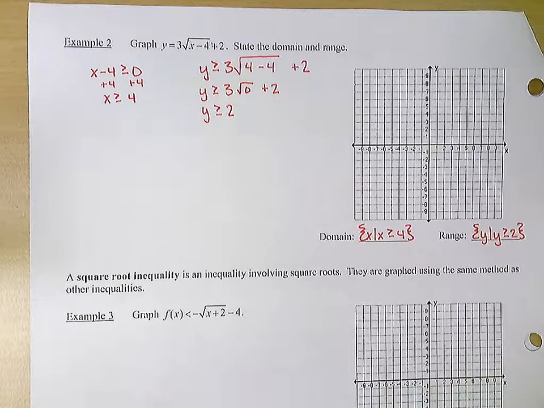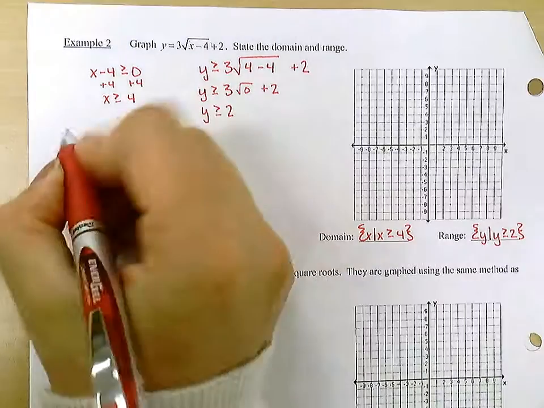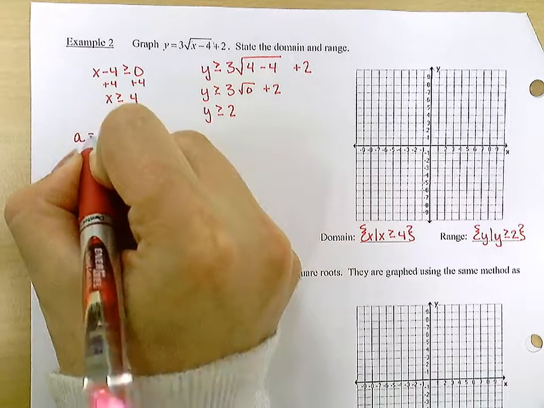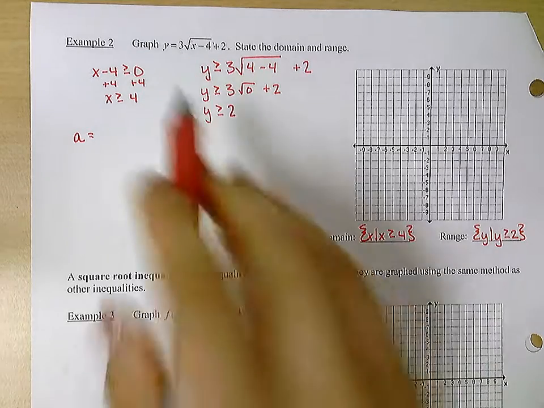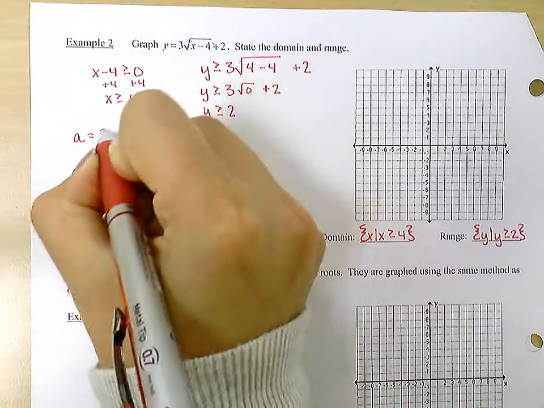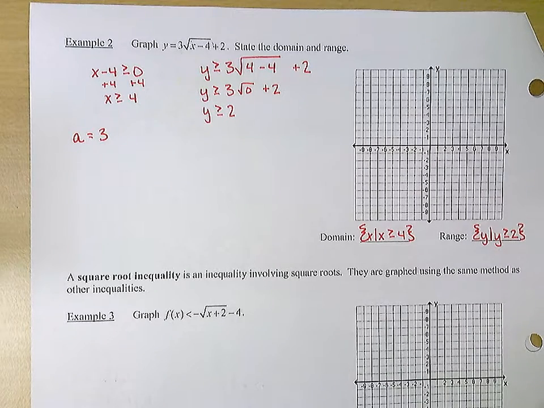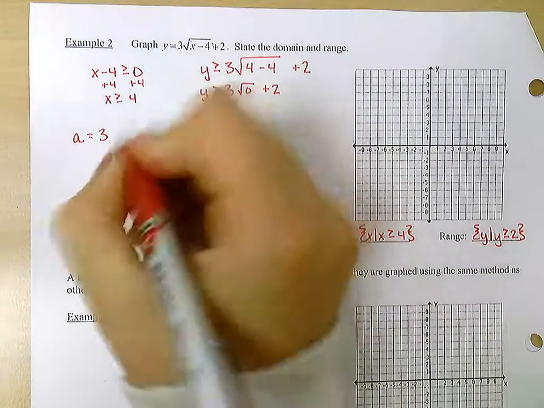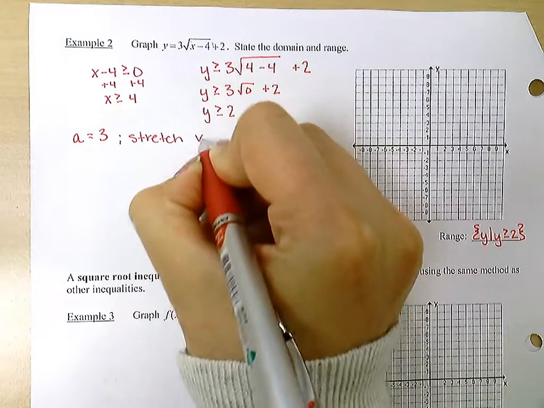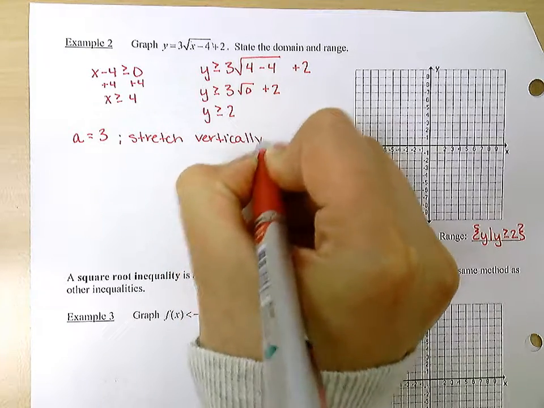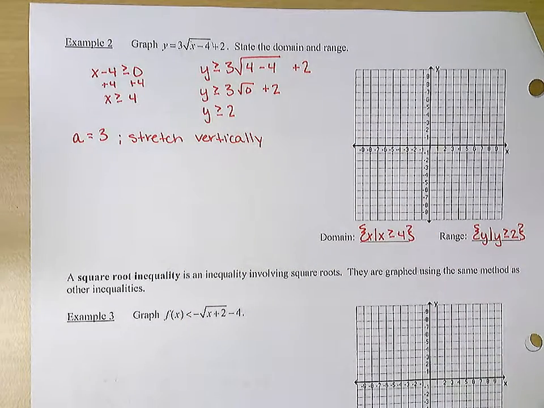Next what I want to do is find my a, h, and k values. A is on the outside of your radical or square root symbol, and it's multiplied to it. That is 3. Since that value is greater than 1, this is going to stretch vertically. It's going to get further away from the x-axis.